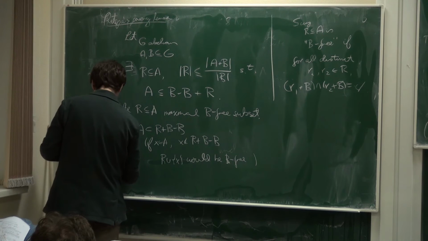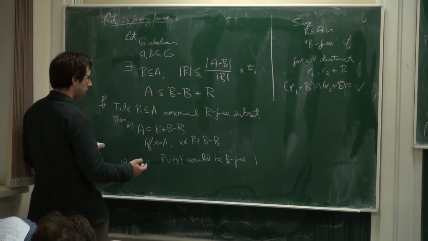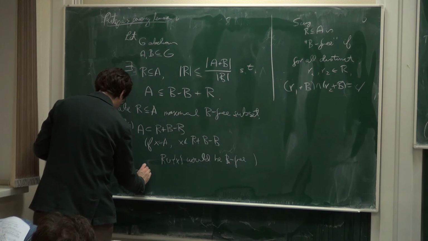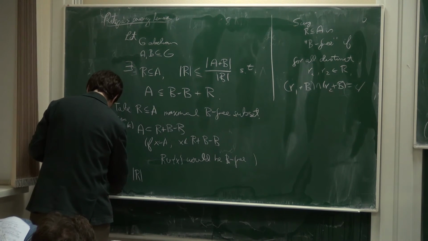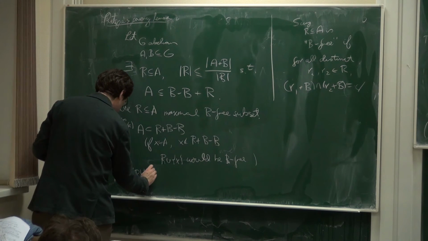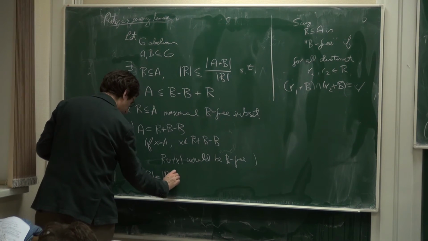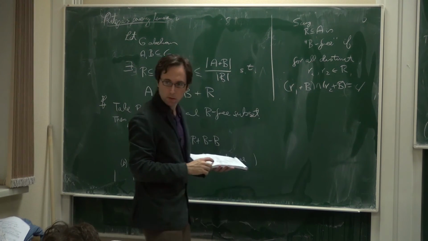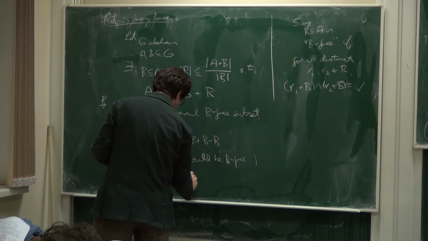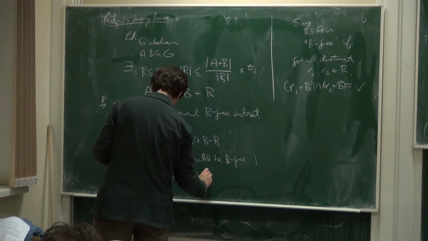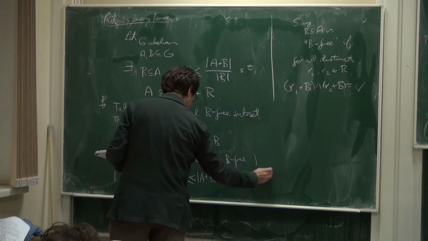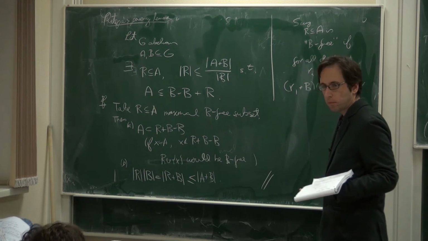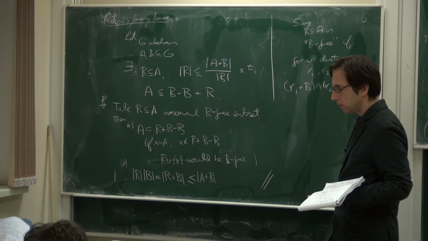So the other thing is that because R is B-free, the size of R times the size of B is equal to the cardinality of R plus B, because these are all disjoint copies of B. But this is contained in A plus B, because R is contained in A. Okay, that's it. That's the proof. Ta-da.